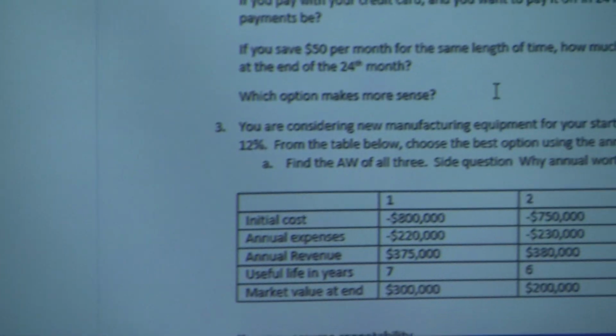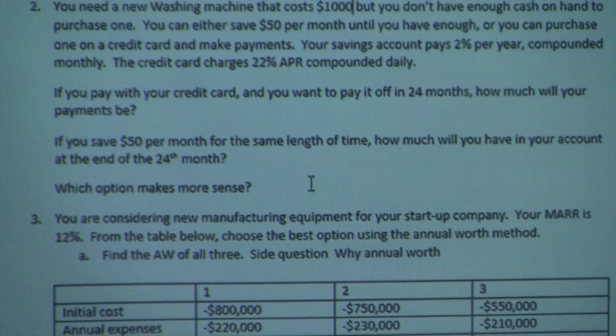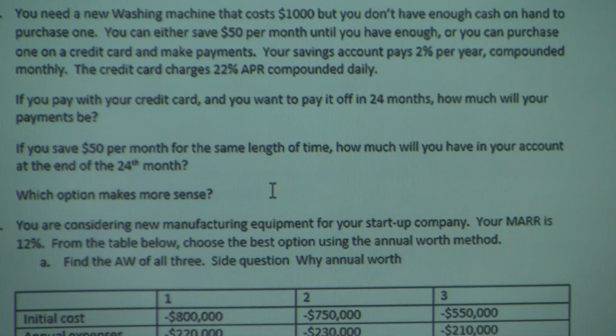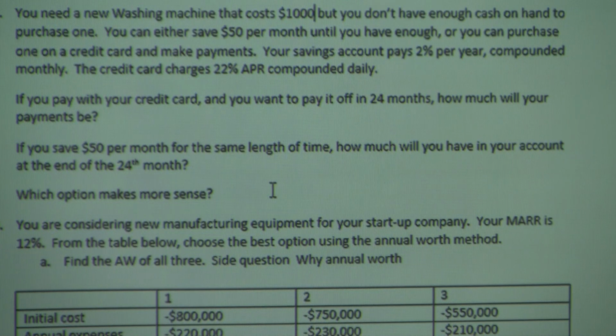Then, whether you use a payment function or a geometric series, you need to calculate what that payment is over that period of time. All right, we clear on that? The second half of the question is, instead of putting it on the credit card, what if we saved $50 a month for the same period of time in a bank account that pays 2% per year, compounded monthly?